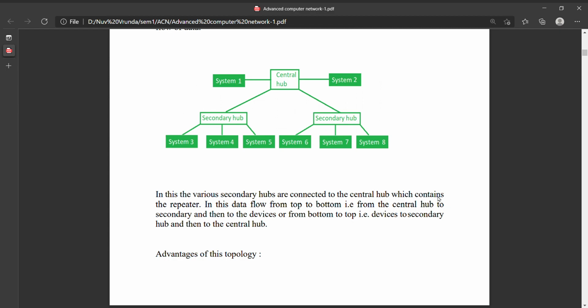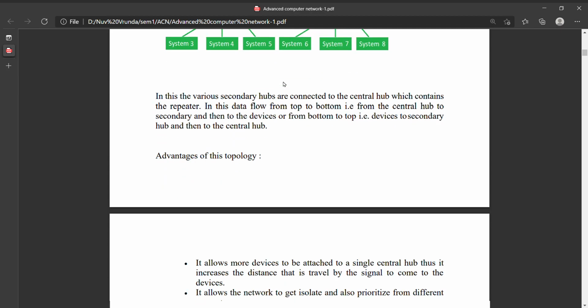In this, data flows from top to bottom, from the central hub to the secondary hub, then to the devices, and from bottom to top: devices to the secondary hub, and then the central hub. Here it is explained which hub is on the top layer and which is on the lowest layer.